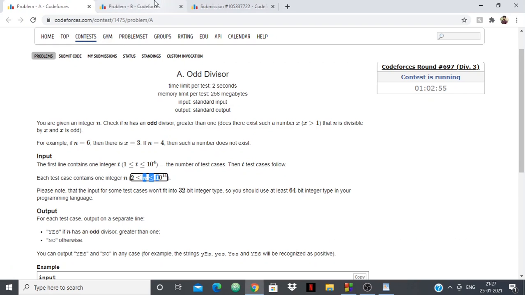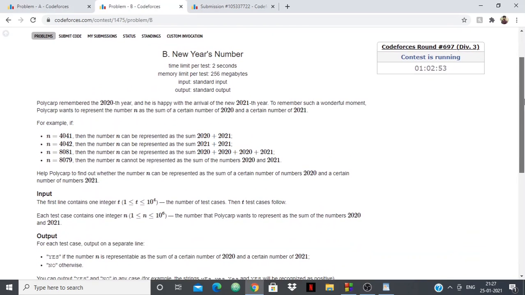Now let's look at the second problem. The second problem states that Polycarp remembered the year 2020 and he is happy with the arrival of the new year 2021. To remember such a wonderful moment, Polycarp wants to represent the number n as a sum of a certain number of 2020s and a certain number of 2021s.